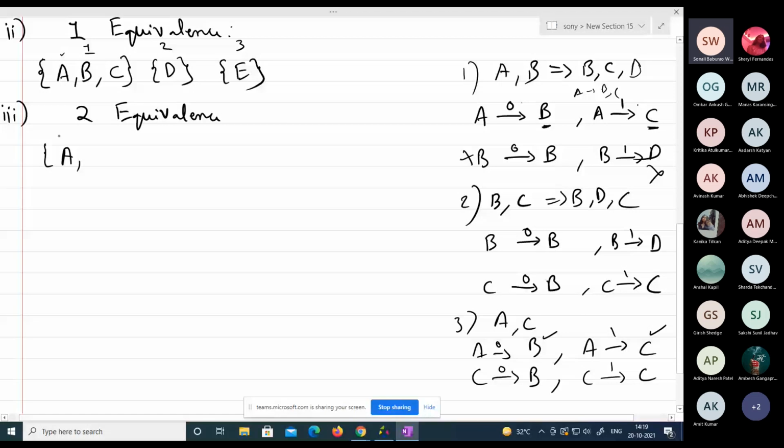Similarly, B and C are there, so I can write C here, but I cannot write B, because B is giving the values B comma D. B gives 0 to B and B gives 1 to D. D is there now. Because of D, we cannot include B here. So this is our first set.